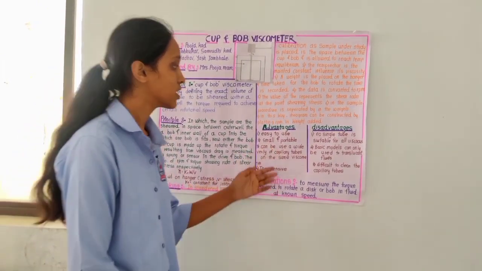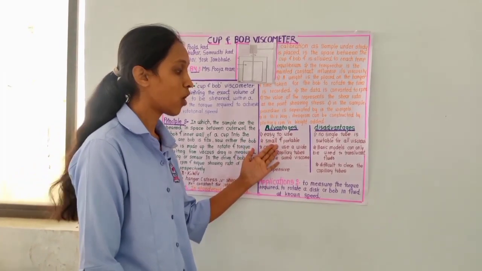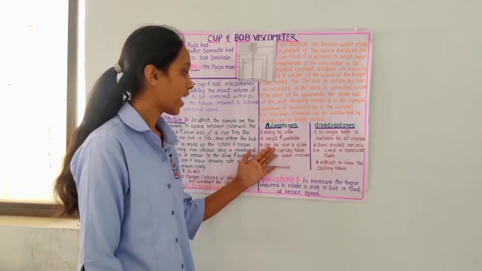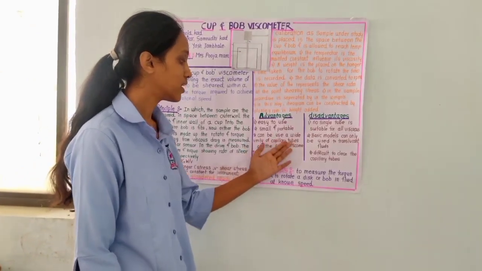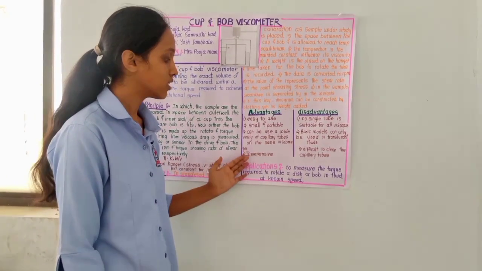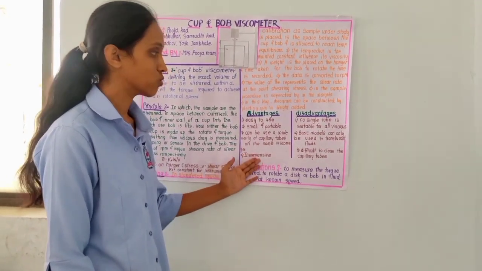Then the advantages: easy to use. Second point, small and portable. Third point, a wide variety of capillary tubes can be used on the same viscometer. Then the fourth point is that it is inexpensive.